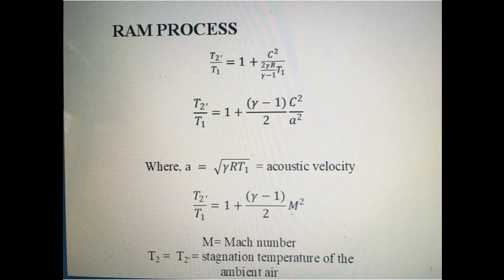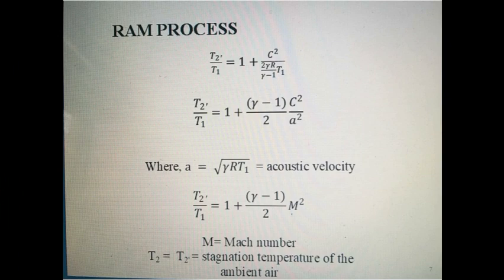Okay, further we can simplify this by T2 dash by T1 equal to 1 plus (gamma minus 1) by 2 C square divided by A square. Here you can see A square, how it has come: A equal to under root gamma R T1, which is called the acoustic velocity. So this is the relation generally used for the ramming process.